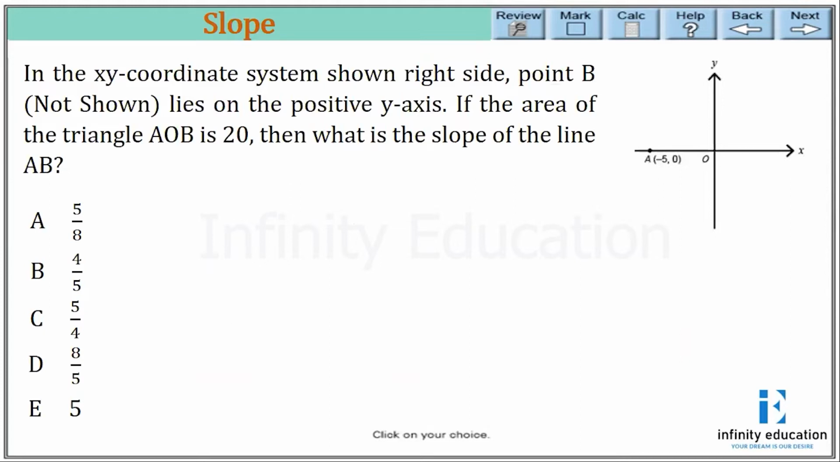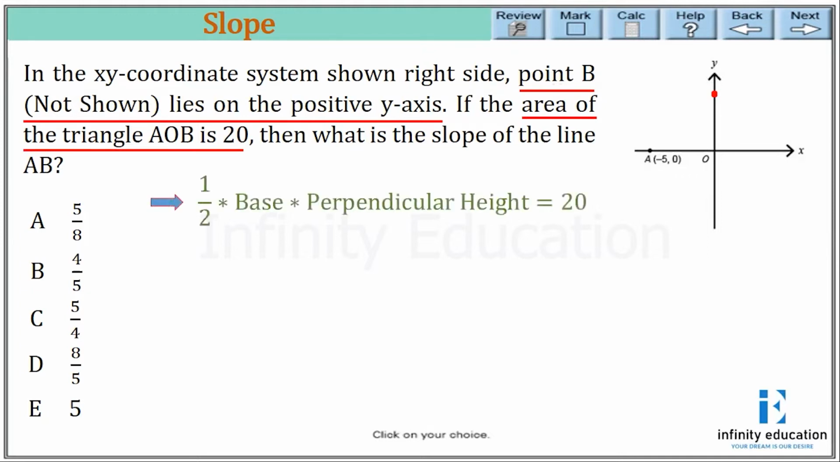In the xy coordinate system shown on the right side, point B, not shown, lies on the positive y-axis. If the area of the triangle AOB is 20, then what is the slope of the line AB? So what is the information given? Point B lies on the positive y-axis, so it must be somewhere near this. Now it is given that the area of triangle AOB is 20.